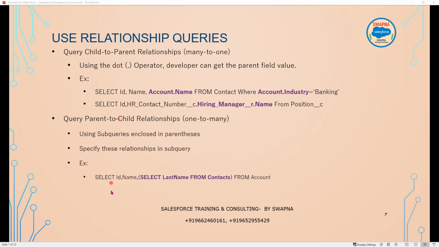Example, let's assume that you are querying select ID, comma, name from account. Account is the parent. Now you wanted to pull the child object, then you need to use contacts. Here, Contact is the object name. Contacts is the child relationship name. So whenever you are querying the parent to child relationship, you have to use a subquery.